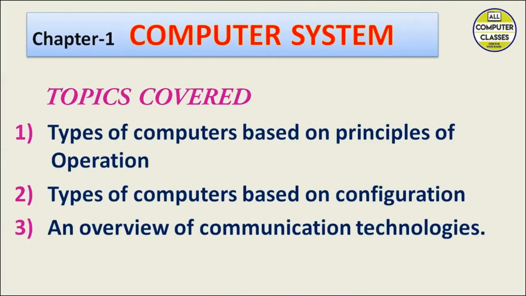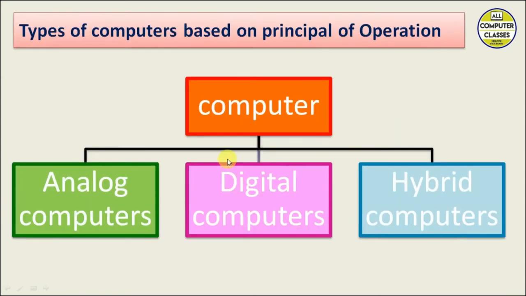We are covering chapter 1 and these are the 3 topics that we will be covering today. Types of computers based on the principle of operation, types of computers based on configuration, and an overview of communication technologies. First of all, types of computers based on operations, right? What kind of operation they are performing. So in this category we have analog computer, digital computer, and hybrid computer.